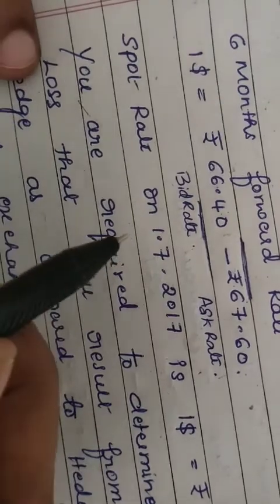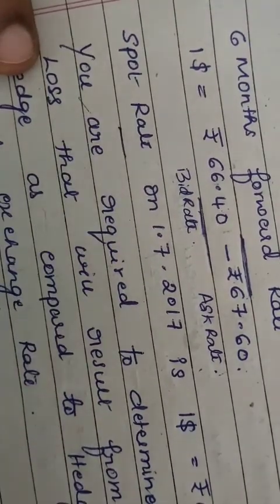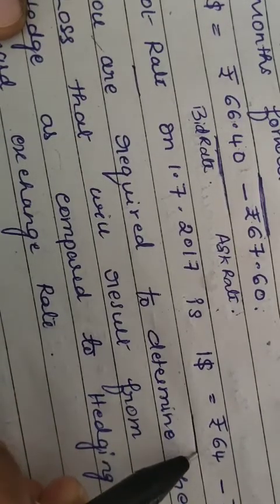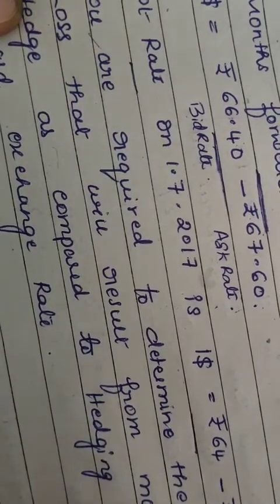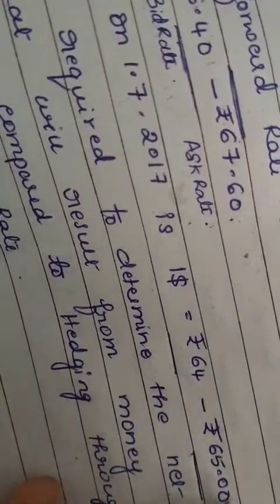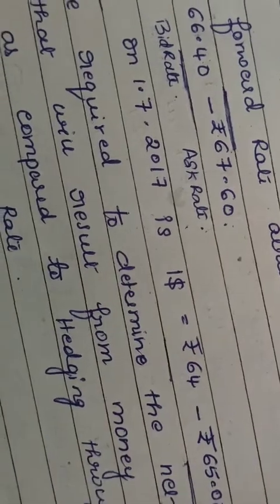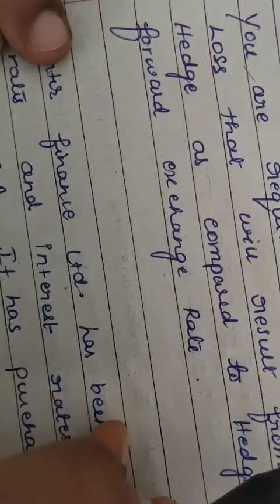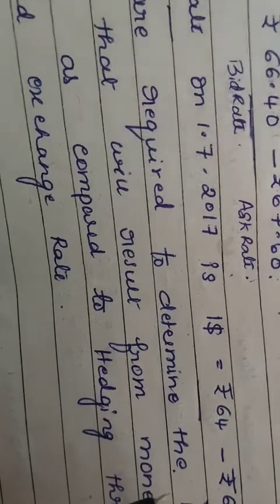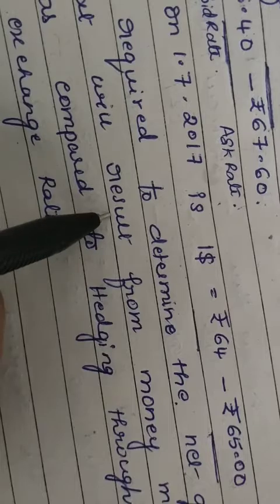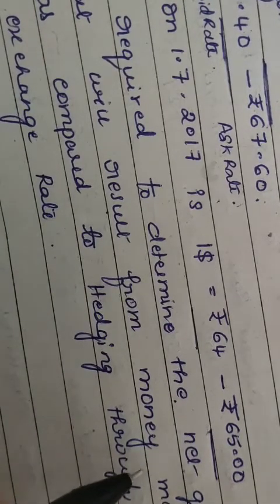And then also we have provided the spot rate. It is $1 equals 64 to 65. Here also 64 is the bid rate and 65 is the ask rate. So first of all, here you have to determine the net loss or gain that will result from the money market hedge.